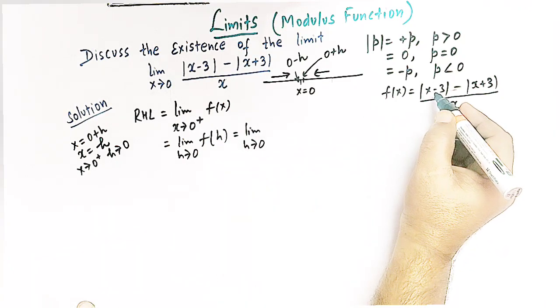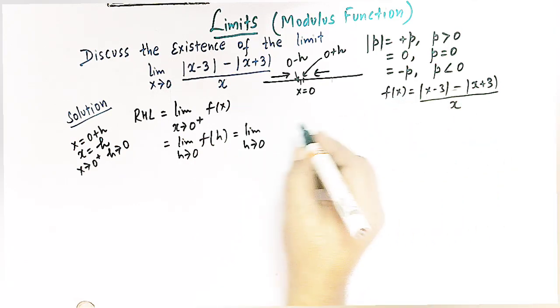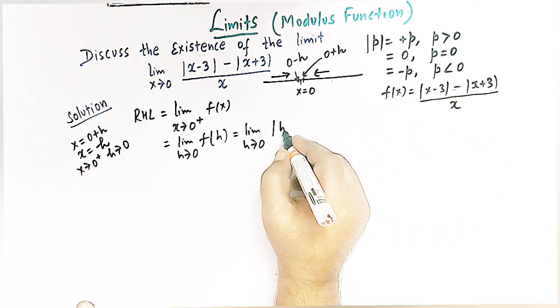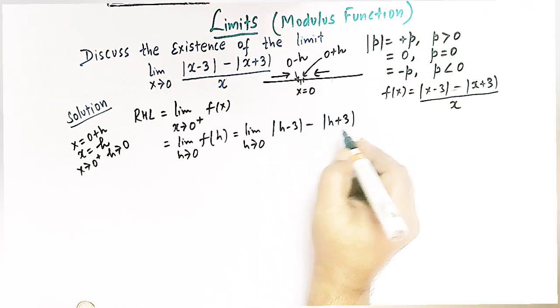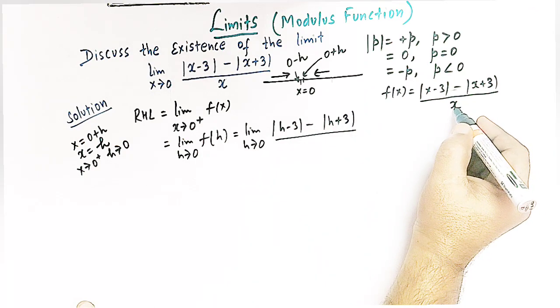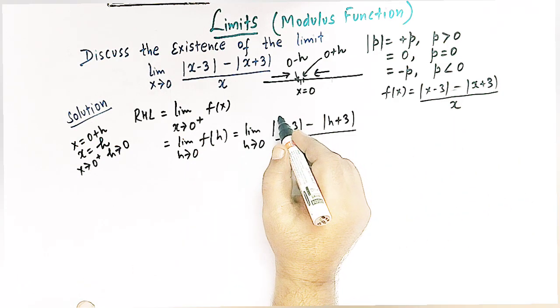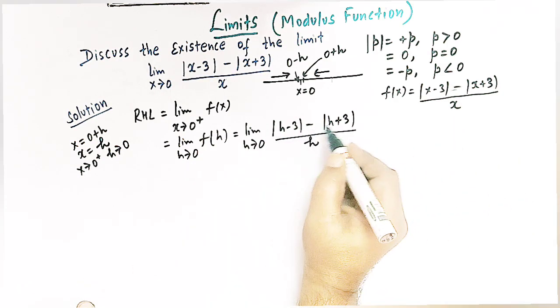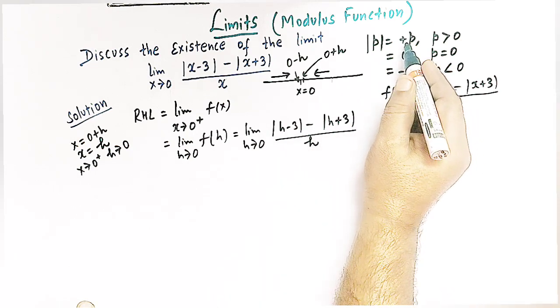f of h is obtained by replacing x by h. So we have mod of h minus 3 minus mod of h plus 3, and here for x we have h, right? So now we have to take care of these two terms, that is the mod functions. So we'll use this definition.